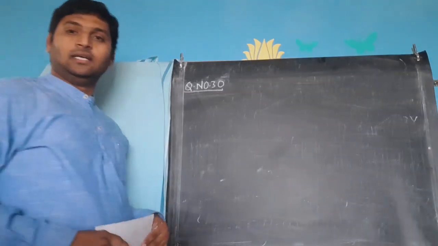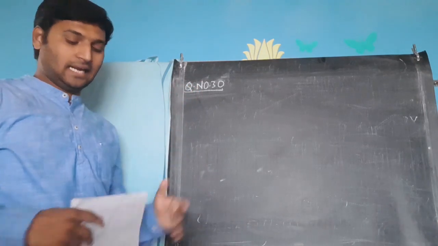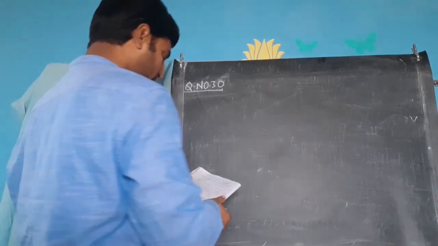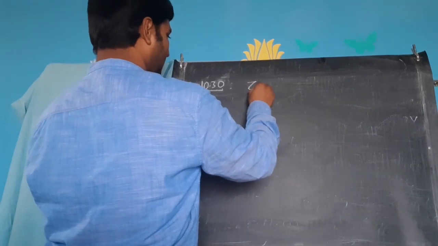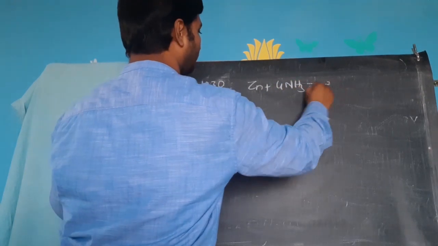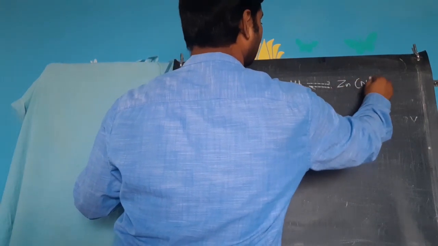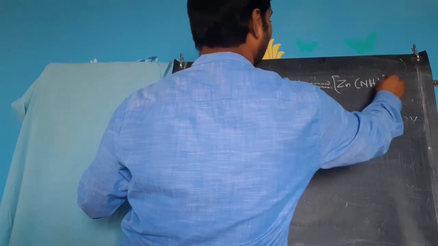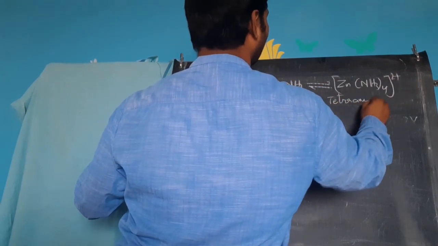Okay. Next I am switching to question number 30. Let us understand the contents of the question. See, a complex is formed, zinc reacting with 4 moles of ammonia to form the tetraamminezinc 2+ complex, we call it.